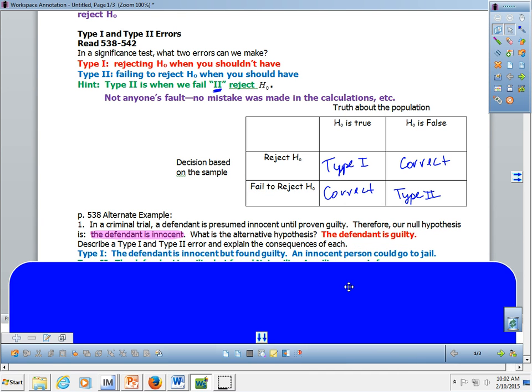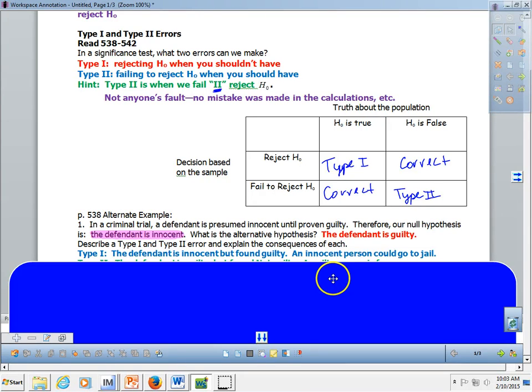Describe a type 1 and type 2 error and explain the consequences of each. This is where you're going to make a decision on your significance level, which error you think is most egregious. A type 1 error is that the defendant is innocent but found guilty. Remember that a type 1 error is rejecting H naught even though it was true. So a defendant is innocent, but we found him guilty. The consequence of that is an innocent person could go to jail. On top of which, and we discussed this also, if that happens, then the person who actually committed the crime is still running around out there.